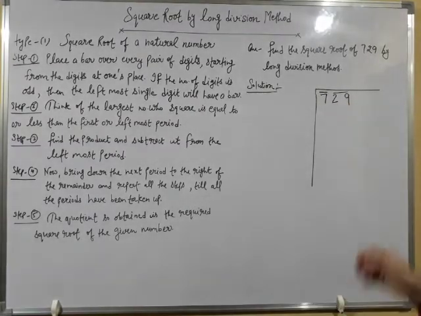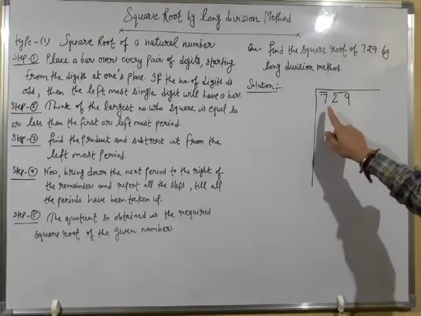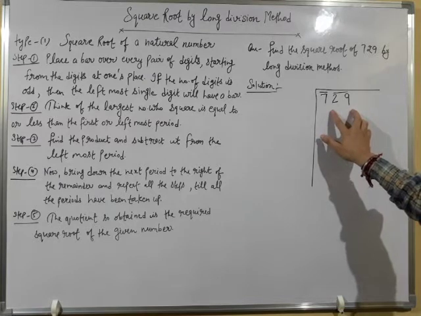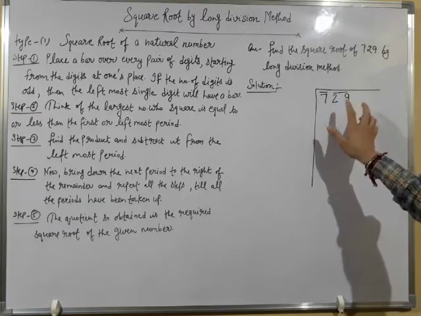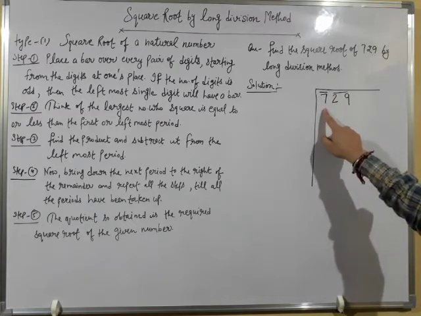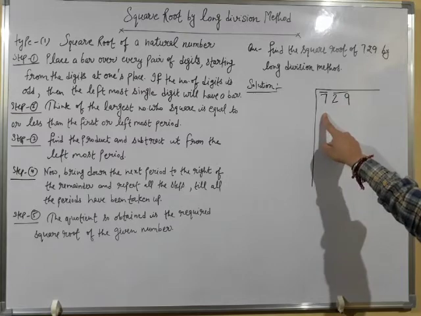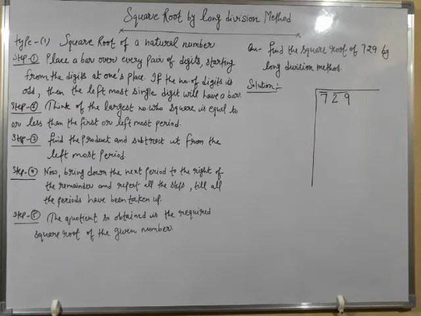Now I am telling you the meaning of the bar. If the bar is on two digits, means 29, then they will be divided together, and if the bar is only on 7, then 7 will be divided alone. Now what will we do?